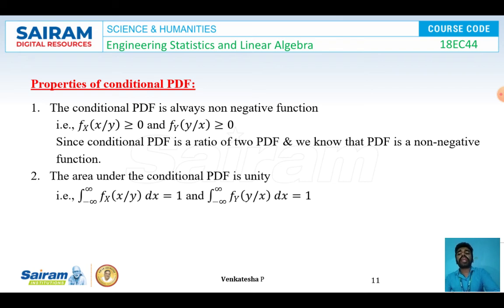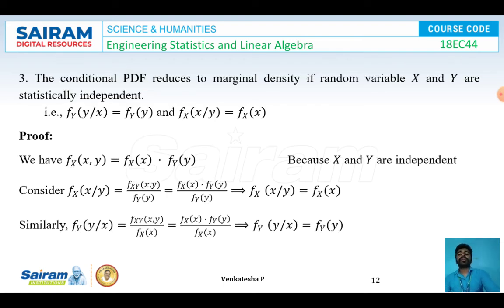Next one, the area under the conditional PDF is always equal to unity. That is, the integration from minus infinity to plus infinity of f_X(x|y) dx is equal to 1, and the integration from minus infinity to plus infinity of f_Y(y|x) dy is equal to 1. Property number 3: the conditional PDF reduces to the marginal densities if the random variables x and y are statistically independent. That is, f_Y(y|x) is equal to f_Y(y) and f_X(x|y) is equal to f_X(x).